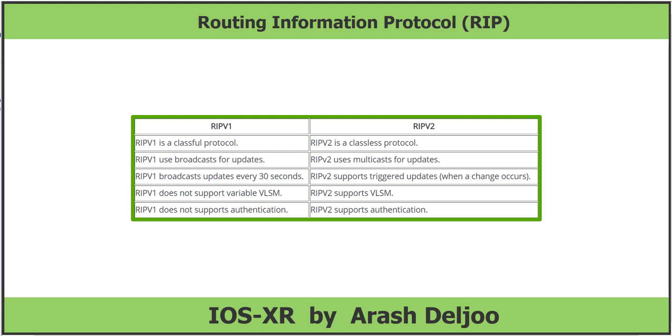IOS XR by default supports RIP version 2, and here you can see the criteria of RIP version 2. RIP version 2 is a classless protocol. RIP version 2 uses multicast for updates. RIP version 2 supports triggered updates when a change occurs, and RIP version 2 also supports VLSM. Finally, RIP version 2 supports authentication and more.